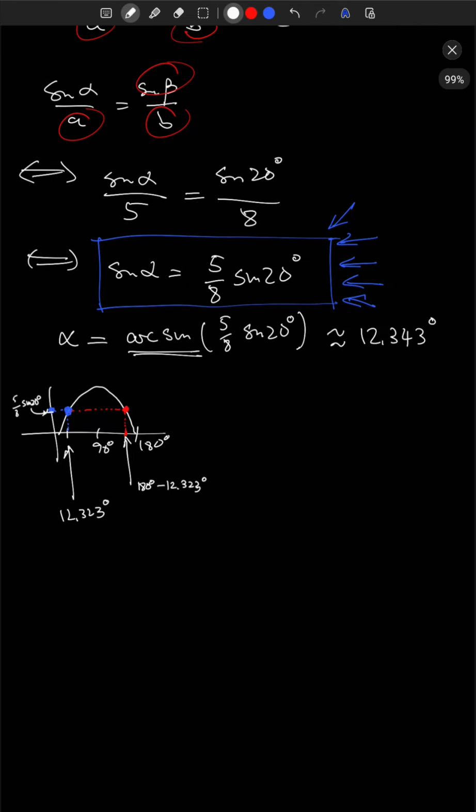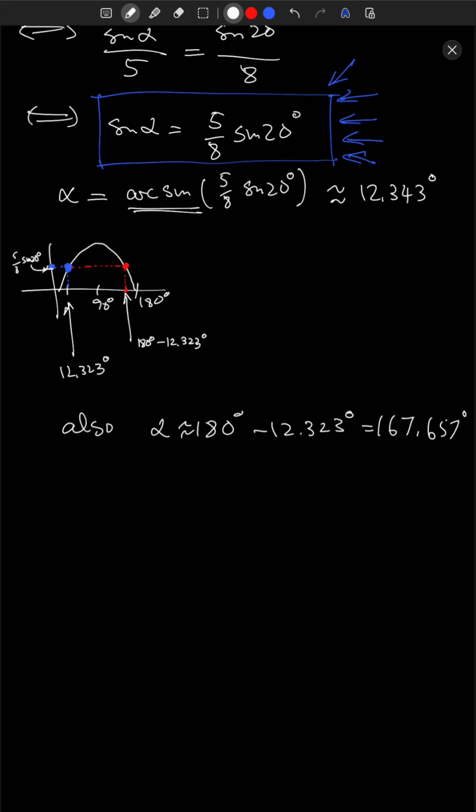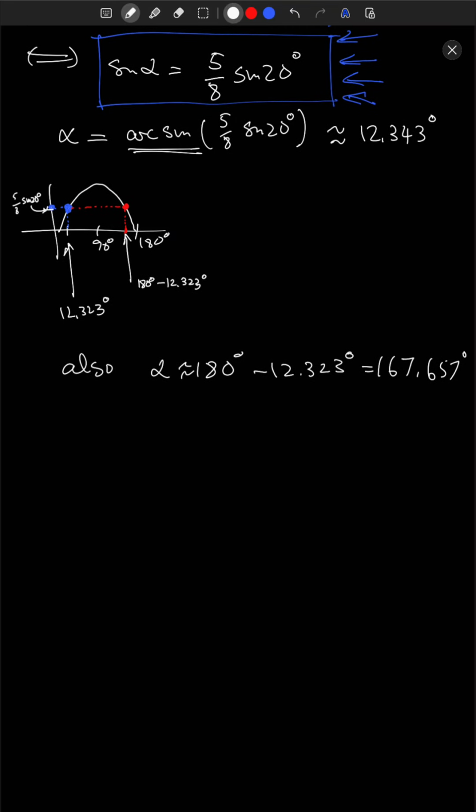So we always want to keep in mind there's another possibility. Let me write it down here. Also, alpha equals 180 degrees, or let me put squigglies, minus 12.323, right? And that happens to be 167.657 degrees.